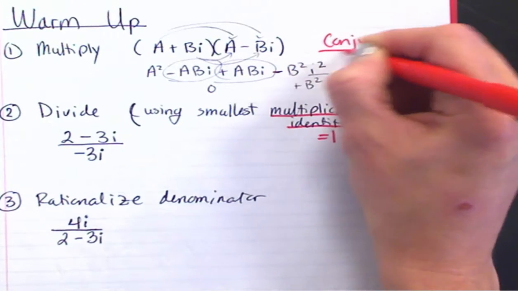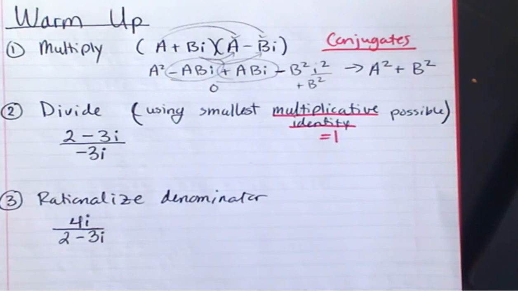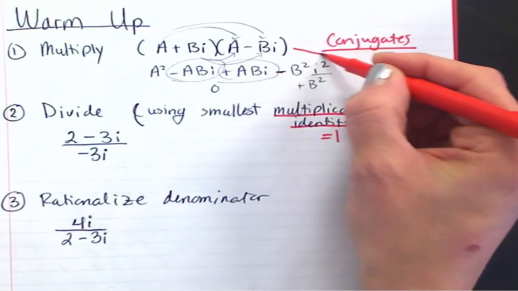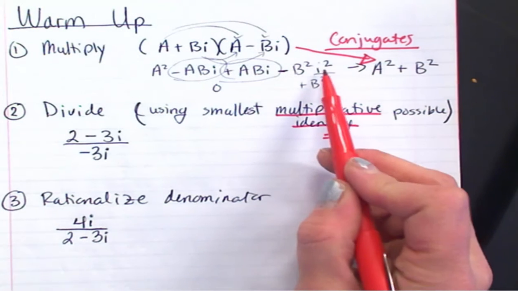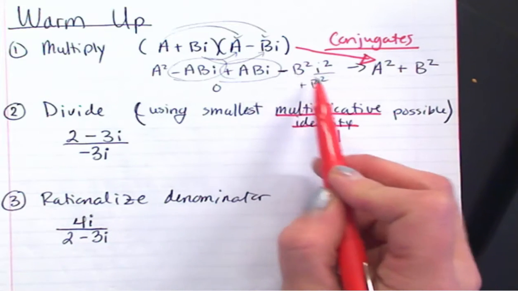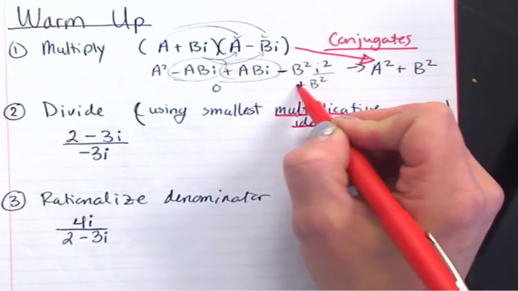When you multiply conjugates, I don't really expect to see you do this. I expect to see you do this. Right? You should know that the inner and the outer cancel, and that i squared turns to -1, which makes minus minus a plus b squared.